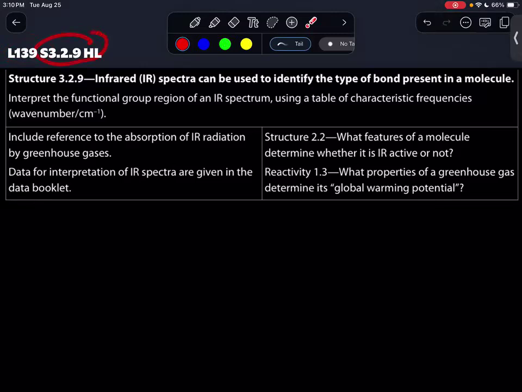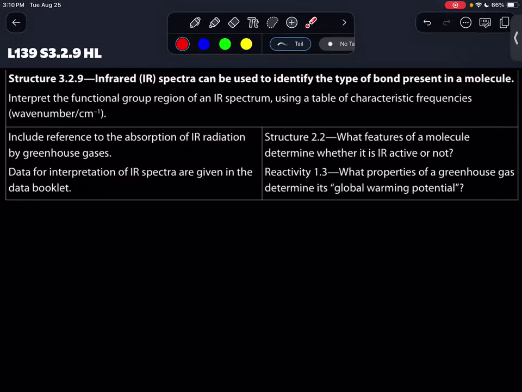Today we're doing structure 3.2.9. This is an HL topic. We're going to discuss infrared spectra, which can be used to identify the type of bond present in a molecule. We'll interpret the functional group region of an IR spectrum using a table of characteristic frequencies based on the wave numbers measured in centimeters inverse. We will include reference to the absorption of IR radiation by greenhouse gases. We'll do that at the end. And we'll use our data booklet for interpretation of IR spectra.